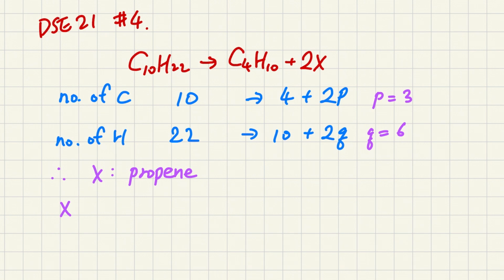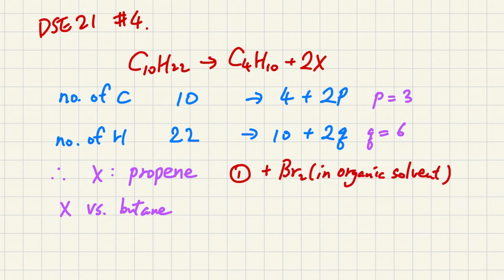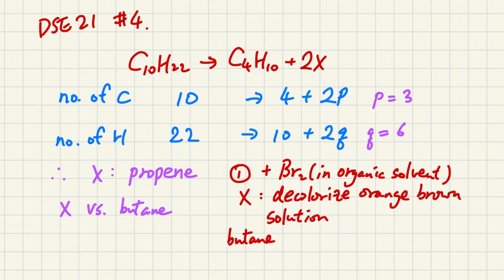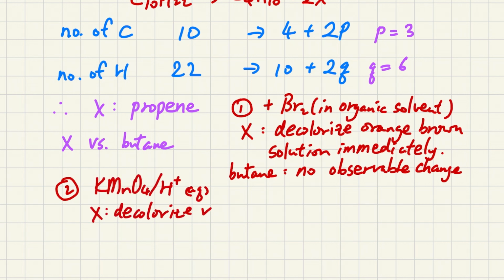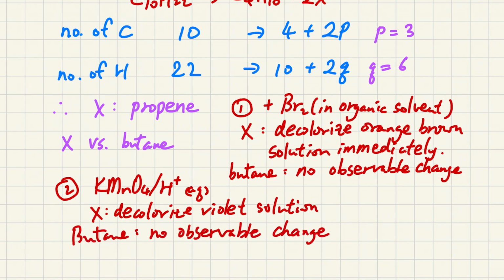The second part is typical again. You need to distinguish X and butane with a chemical test. Now, you have 2 choices. The first one is add bromine solution in organic solvent. X will decolorize the orange-brown solution immediately, but butane has no observable change. Or you can use acidified potassium permanganate solution. This time, X will decolorize the violet solution, but butane has no observable change.